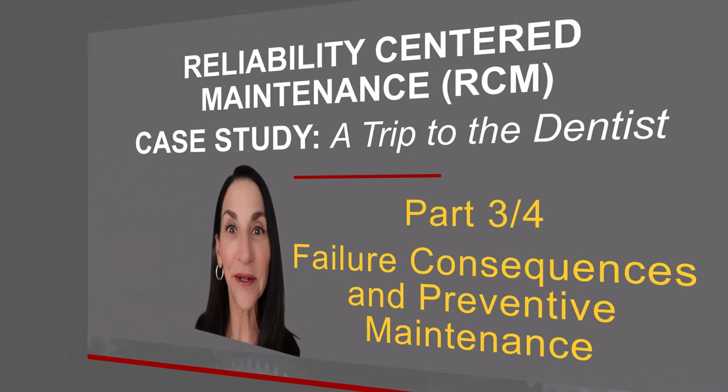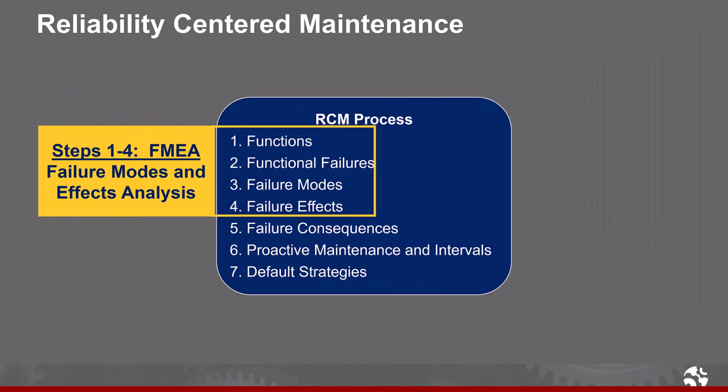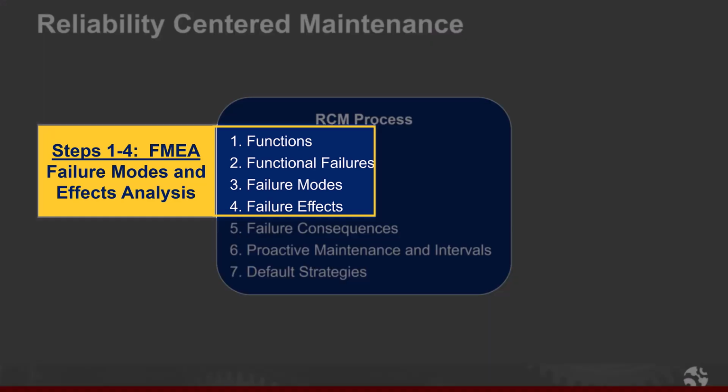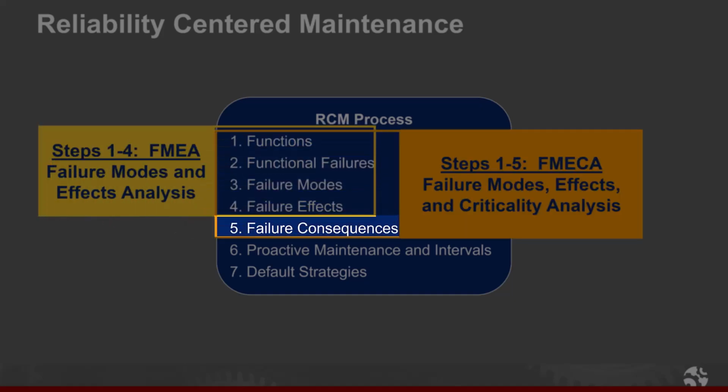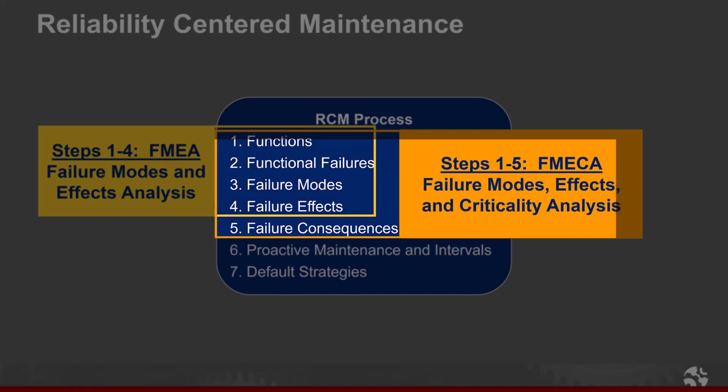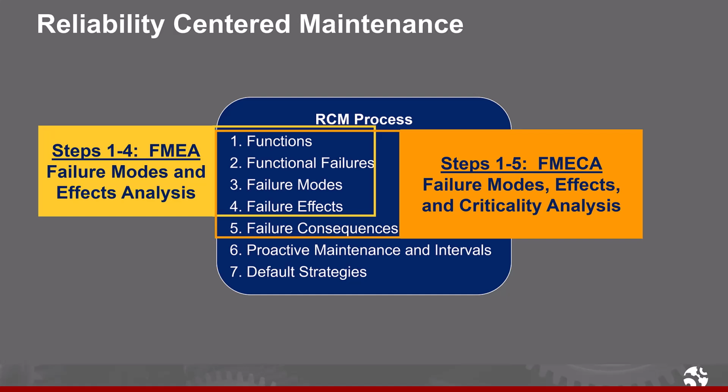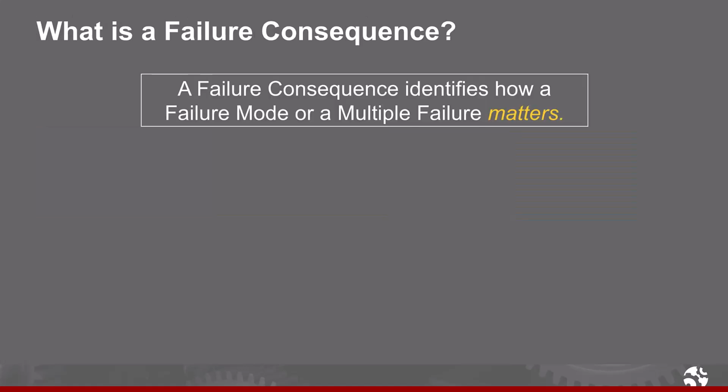Let's dive right in. As previously mentioned, the first 4 steps of the RCM process make up the FMEA, or the failure modes and effects analysis. In step 5 of the RCM process, we assess consequences for each failure mode. Steps 1 through 5 of the RCM process make up the FMECA, or the failure modes, effects, and criticality analysis. Let's learn about failure consequences.